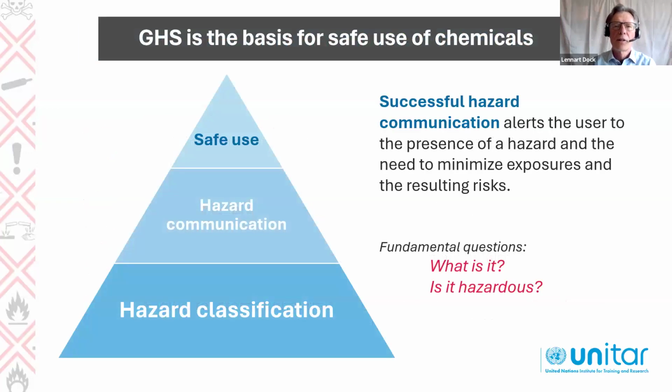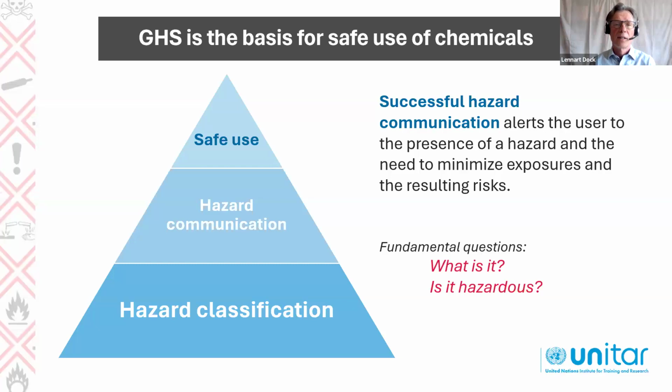And as mentioned earlier by Oliver, hazard classification is very fundamental to chemicals management, because when we deal with chemicals, substances and mixtures, we first need to know what it is, the identity of the chemical, and then, of course, is it hazardous? How can we handle this chemical safely? And we need to communicate that throughout the supply chain. So people who are handling, storing and disposing of these chemicals need to know how to handle them safely. So that is what this pyramid represents.